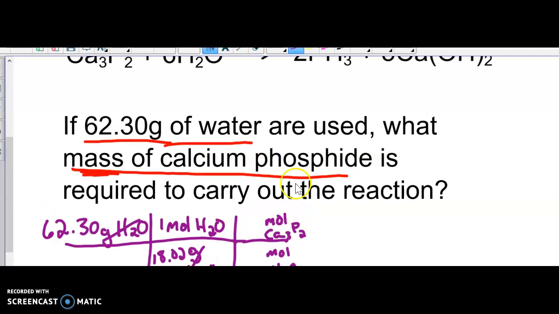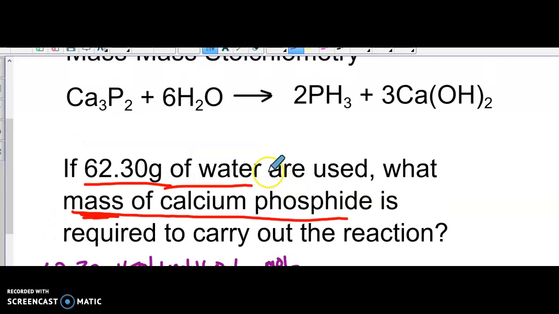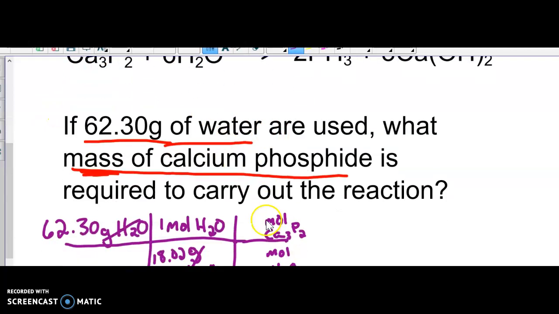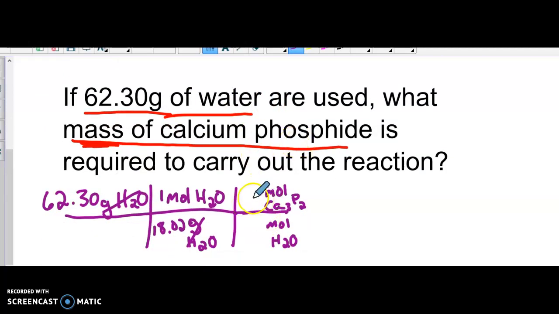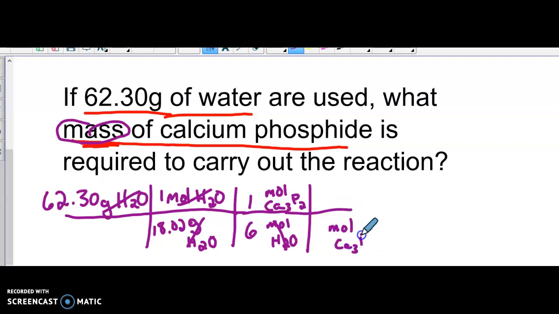All right, so let's look up here again and look at our mole ratio. We have 1 calcium phosphide to 6 waters. So we're going to do our mole ratio, 1 calcium phosphide to 6 waters. Now we got rid of moles of H2O and we're in moles of calcium phosphide. But we can't stop there because it specifically asks for the mass of calcium phosphide. So now we're going to do another mole conversion and convert our calcium phosphide to mass. So we're going to go from moles of Ca3P2 down here.